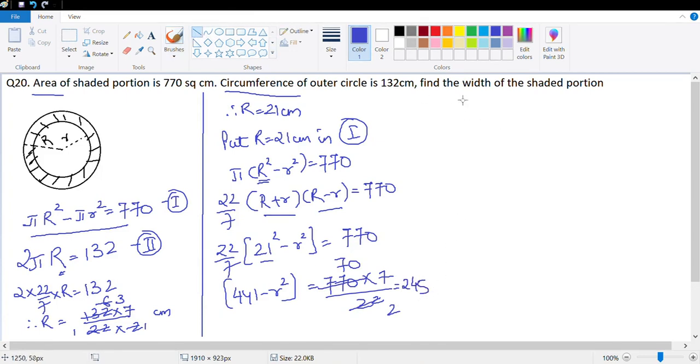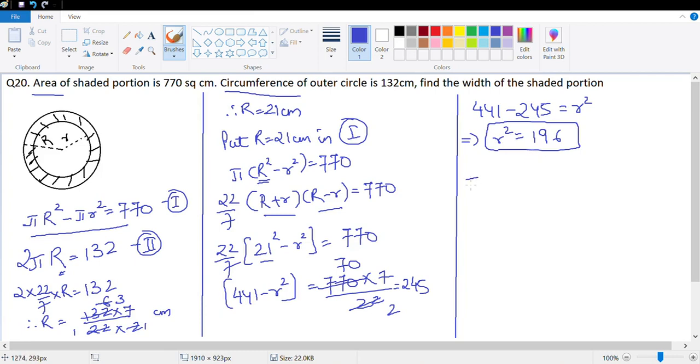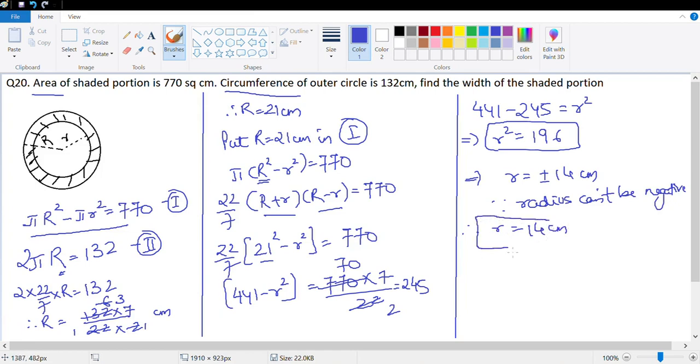So 441 minus small r square is equal to 245, which means 441 minus 245 would be equal to r square, which means r square is equal to 196. Perfect. So r square is 196, which means r is equal to plus minus 14 centimeter. Since radius can't be negative, therefore r is equal to 14 centimeter. So the small radius is 14 centimeter, the big radius is 21 centimeter.